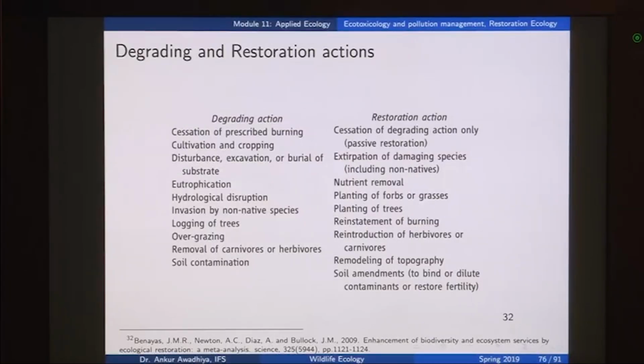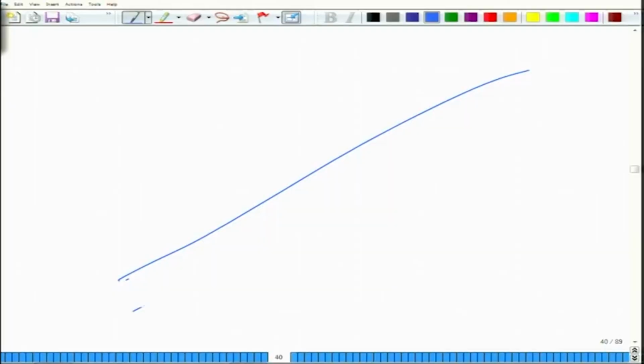Another degrading action is eutrophication or hydrological disruption. Hydrological disruption means things such as creation of dams. So, if you have a dam, you will disrupt the hydrology. So, suppose there is this particular stream that is going a very long distance and there are certain fish species that need to feed in this area and in this area, or they are going to lay eggs in this area.